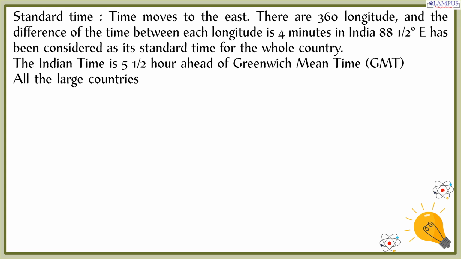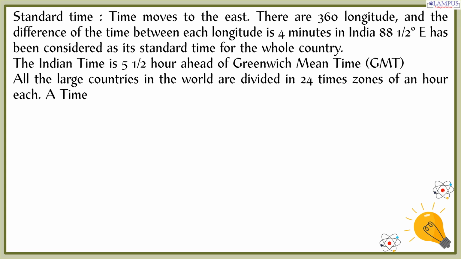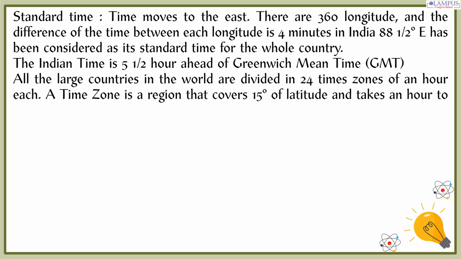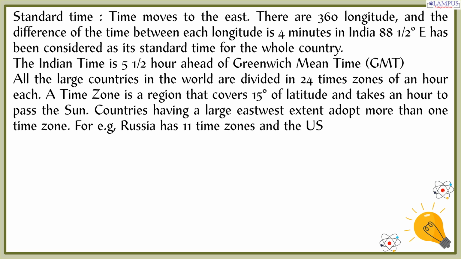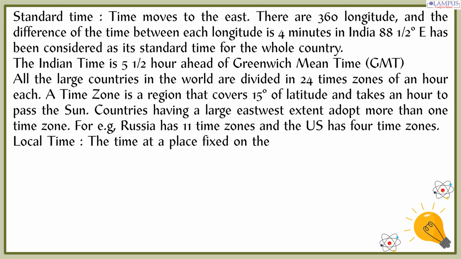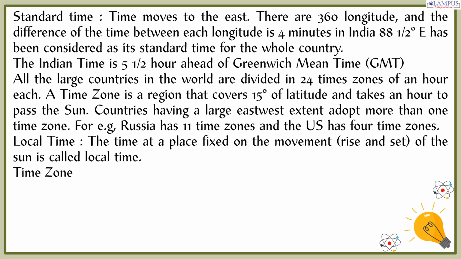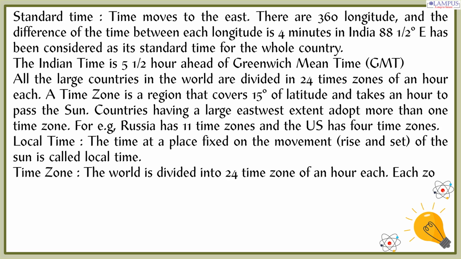All the large countries in the world are divided in 24 time zones of an hour each. A time zone is a region that covers 15 degrees of longitude and takes an hour to pass the sun. Countries having a large east-west extent adopt more than one time zone. For example, Russia has 11 time zones and the US has 4 time zones. Local time. The time at a place fixed on the movement, rise and set, of the sun is called local time. Time zone. The world is divided into 24 time zones of an hour each.